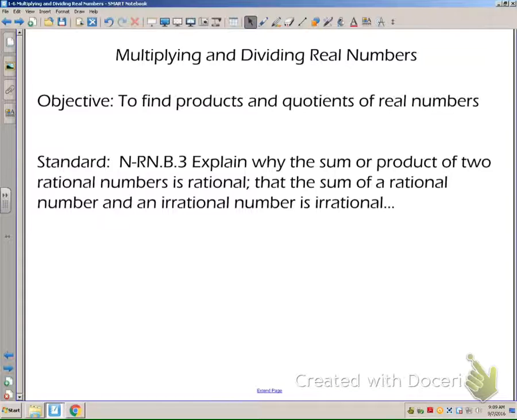Okay, the objective of today's lesson is to find products and quotients of real numbers. So it follows right along with what we did yesterday in class, but instead of adding and subtracting, we're going to look at multiplying and dividing. So let's just jump into this.